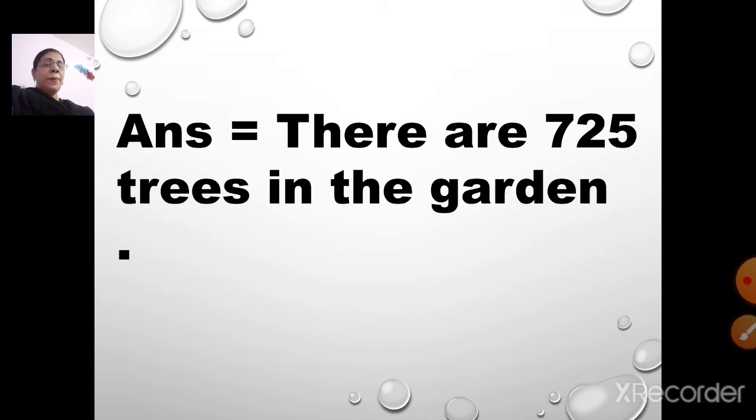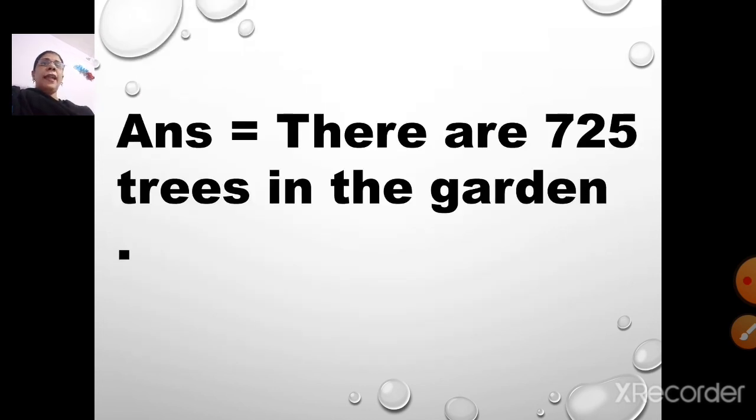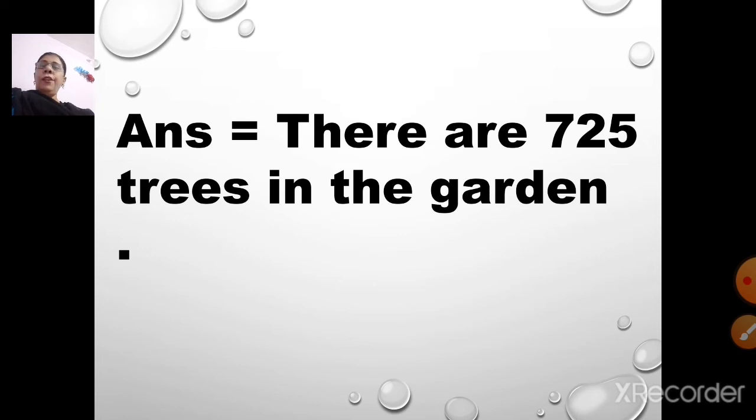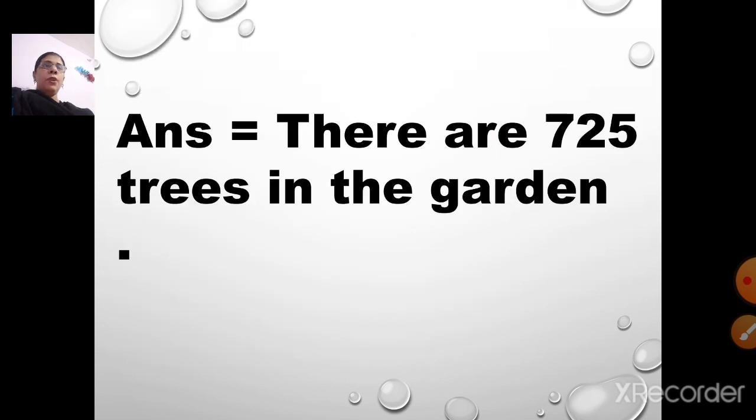Understood, children? The first step is to arrange everything vertically, the numbers according to their place value. Then you are going to write beside each number what it represents, like 300 coconut trees, 250 mango trees, 175 apple trees. Then you are going to add, and after adding, you write down the answer you get. I do not have space in this slide, so I am writing in the next slide, but if you have the space, after doing this sum you are going to write it below that sum. So there are 725 trees in the garden. Now let us move to the next.